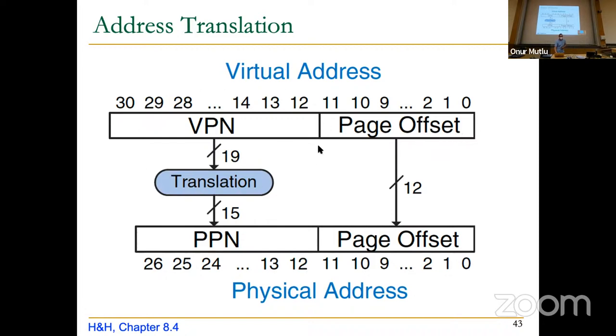What gets translated is the virtual page number, and that gets translated to a physical page number because the page size is equal in the virtual memory and the physical memory. It has to be for your translation to work nicely, or at least not be complex. So you translate this virtual page number from the virtual address to a physical frame number, or physical page number. And this translation is done through the page table. And you basically concatenate the page offset to it. So it's very simple, as you can see.